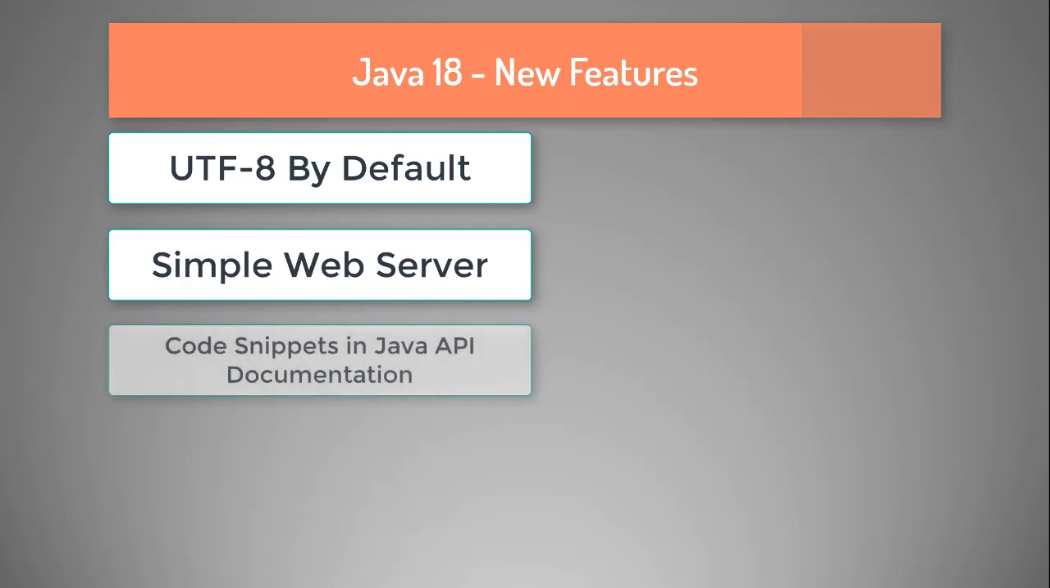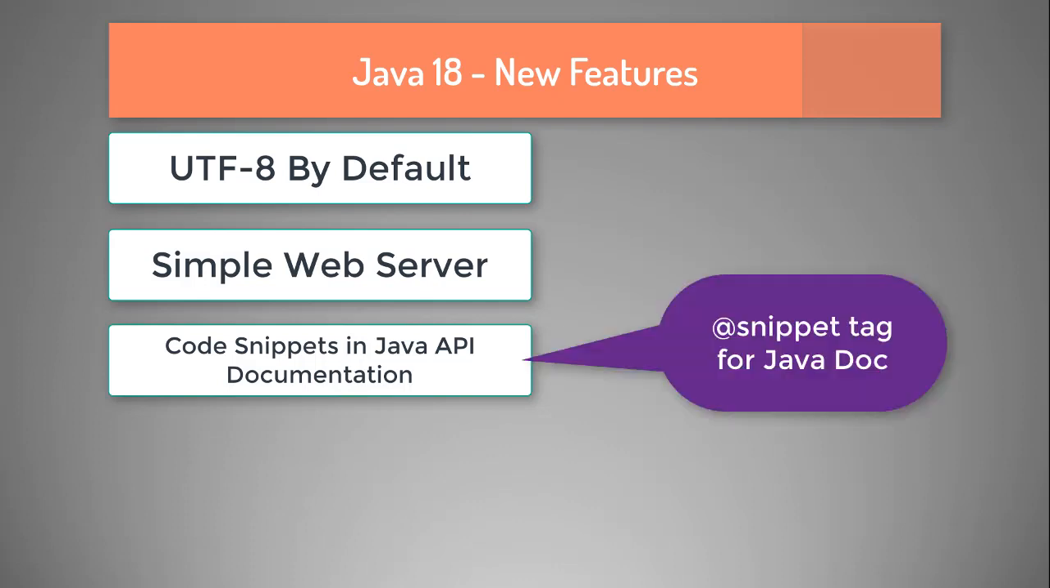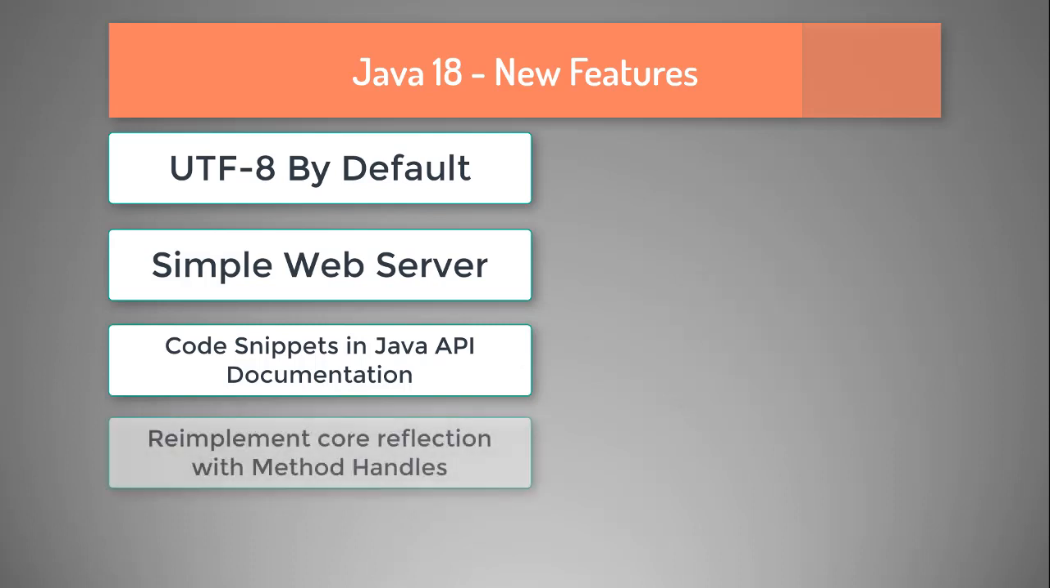Number 3, code snippets in Java API documentation. If you are someone who wants to put a code snippet in the Java API documentation, Java 18 provides a convenient snippet tag which you can use for this purpose. Number 4 is reimplementation of core reflection with method handles. Java 18 has re-implemented core reflection and method handles to reduce the cost of upgrading reflection support.